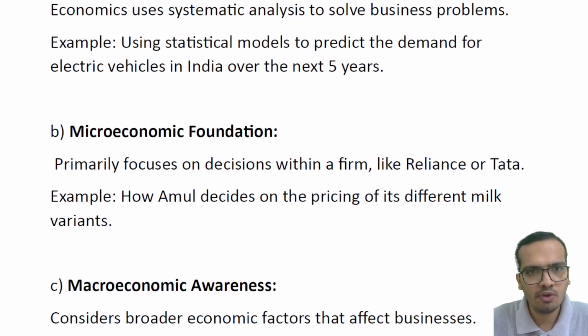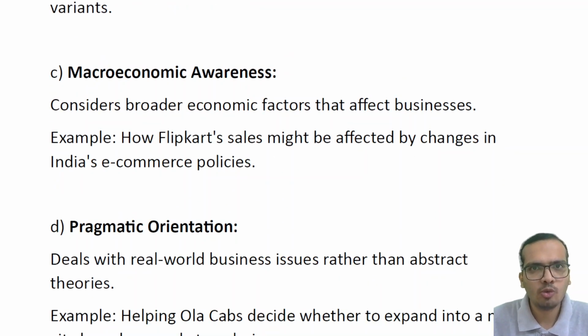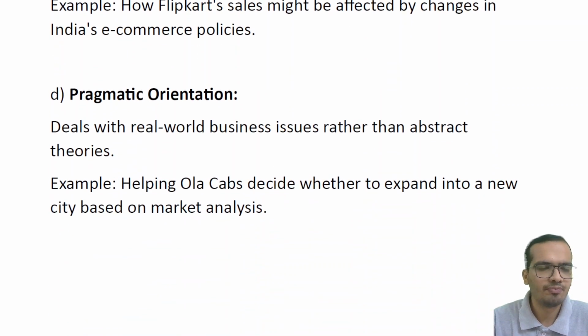Secondly, microeconomic foundation, primarily focusing on decisions within a firm like Reliance or Tata. Example, how Amul decides on the pricing of its different milk variants. We are talking about business economics. Third, macroeconomic awareness. Consider broader economic factors that affect businesses. Example, how Flipkart sales might be affected by changes in Indian e-commerce policies. So there are various policy changes happening which are affecting Flipkart's business or the e-commerce business as a whole.